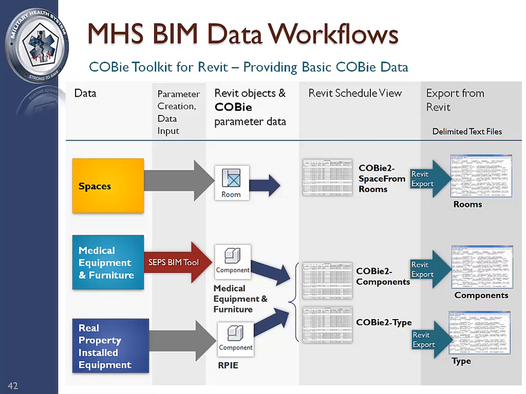These can be set up and managed in the Revit model by using the COBie toolkit for Revit. Setting up the toolkit will create the basic parameters required by COBie in the project model, as well as provide Revit schedule views formatted for COBie sheets. MHS projects will use three of these COBie schedules for spaces or rooms, components, and types.